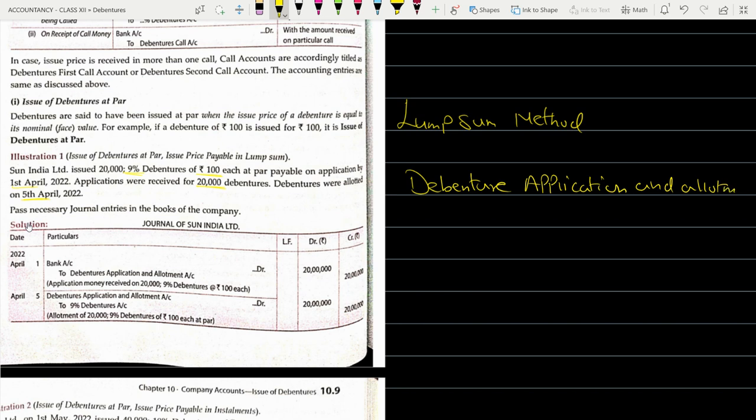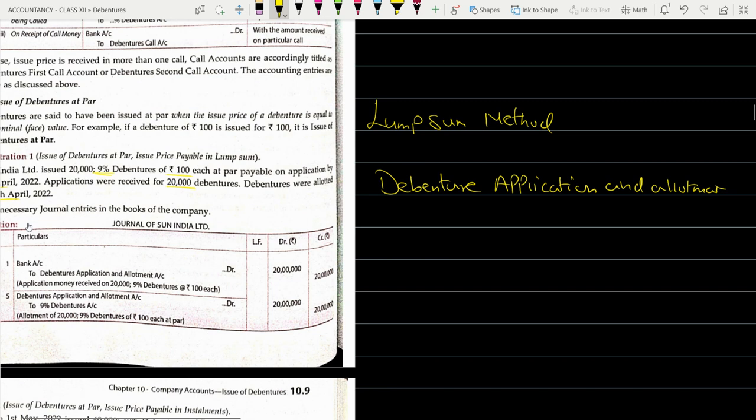Yes, sir. Okay, so this is the name of the account, and here the first entry will be bank account debited to debenture application and allotment account. The number of debentures issued were 20,000 debentures of rupees 100 each. So this will give you an amount of rupees 20 lakhs. Bank account debited 20 lakhs and debenture application and allotment account credited rupees 20 lakhs.